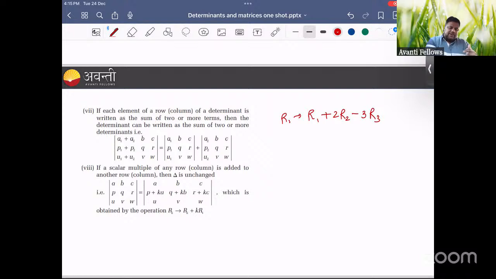Like here in R1, I added twice of R2 and subtracted thrice of R3 and the value of the determinant remains unchanged. Am I clear? So this is very important while solving those determinants which are complex in calculation. So we simply add or subtract, and the prime agenda behind this calculation is to make the elements of any one of the rows or any one of the columns 1. Once you make all the elements of any row or any column 1, you apply the subtraction property and you will get two elements as 0. Got it?